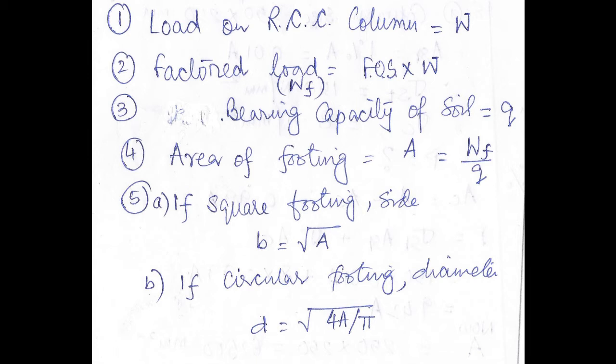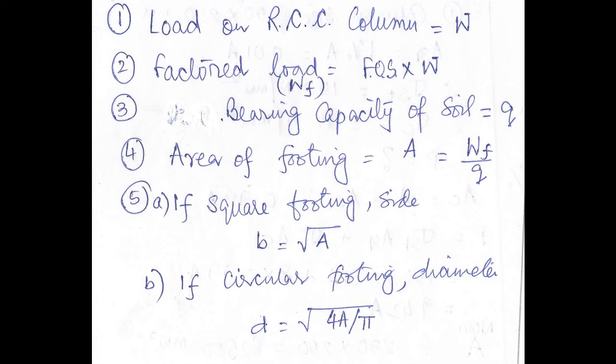The fifth step, or the last step: how we will find the side of a footing. Number 1, if it is a square footing, if you assume it, the side is equal to under root of A, because the area of a square is equal to B square. Or the second option, if it is a circular footing, then you have to find the diameter of the footing. The diameter will be equal to under root of 4A by pi, because you know that the area of a circle is equal to pi by 4 d square.